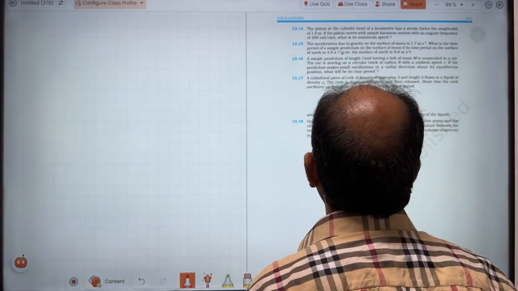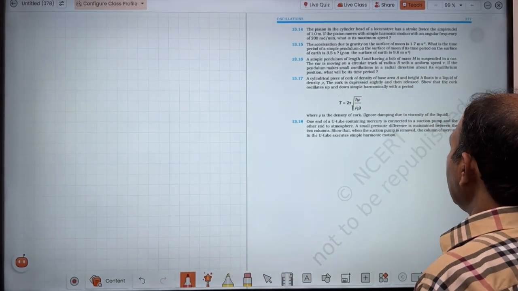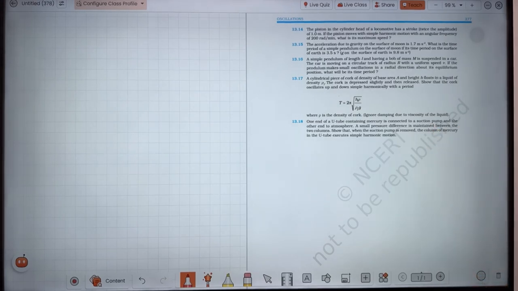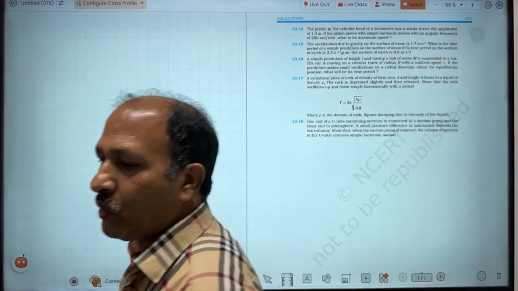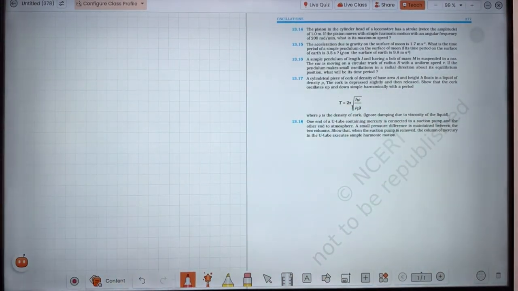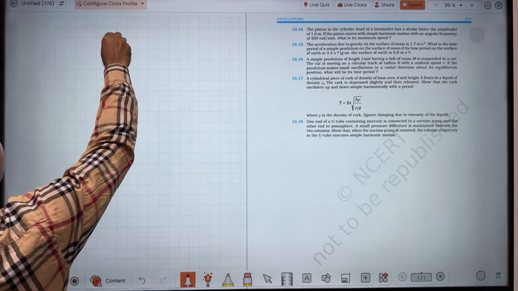The next question says, one end of a U-tube containing mercury is connected to a suction pump and the other end to atmosphere. A small pressure difference is maintained between the two columns so that when the suction pump is removed, the column of mercury in the U-tube executes simple harmonic motion. So the question is simple, it just needs an analysis. So let's analyze it and then we will try to find out the expression for its time period.